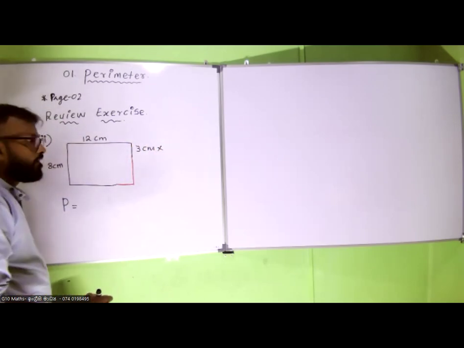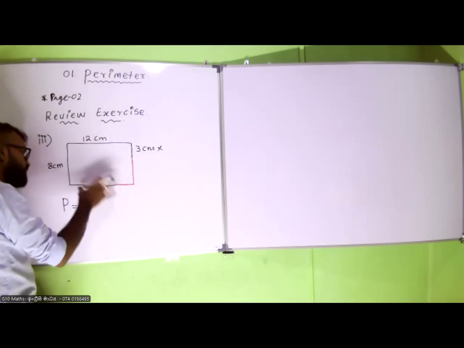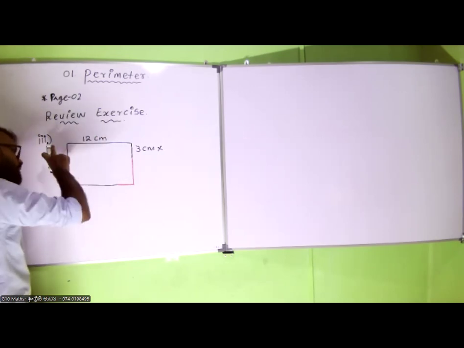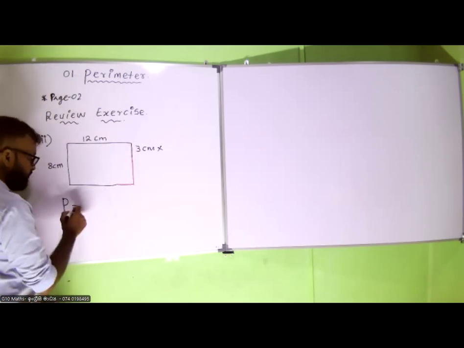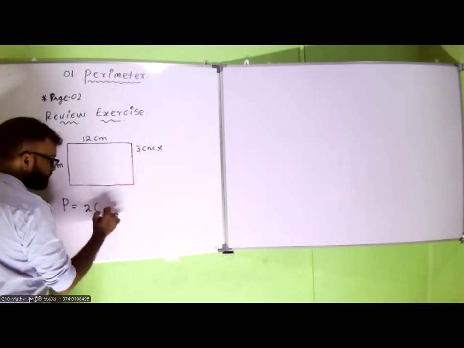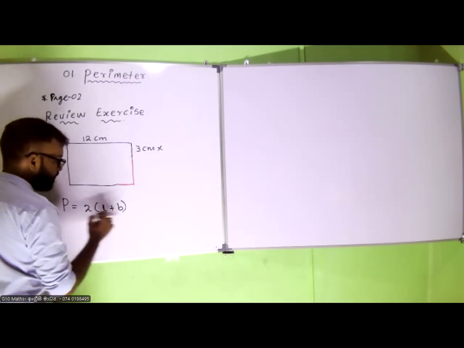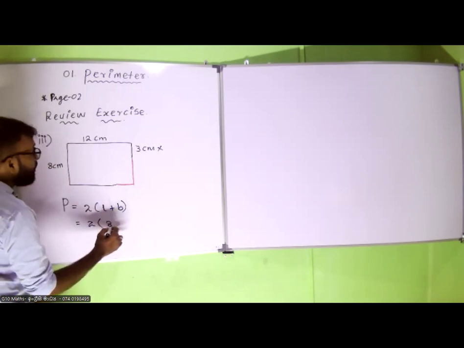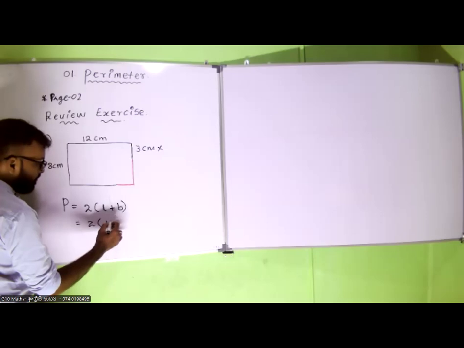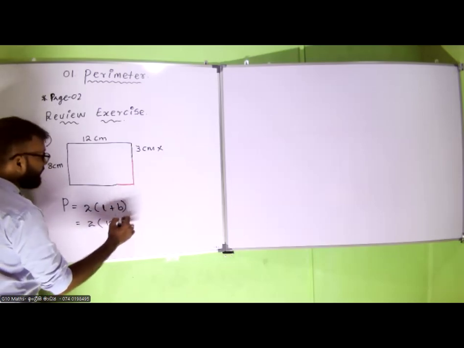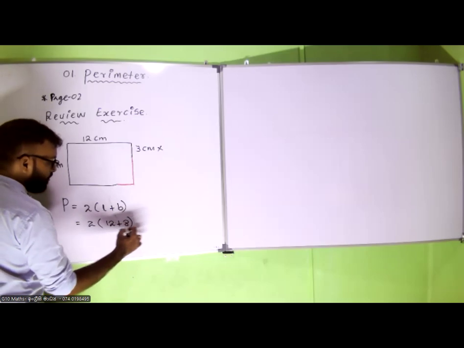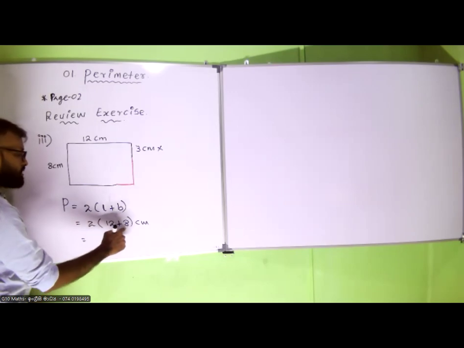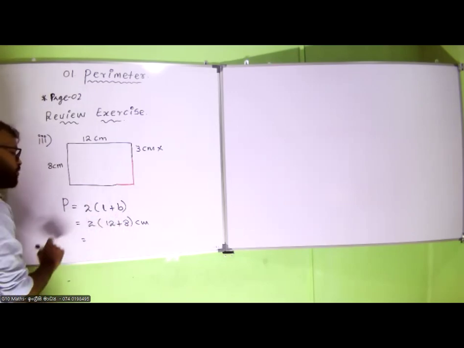What I have is 12 centimeter, 12 centimeter, 8 centimeter, 8 centimeter. So the perimeter is 2 times (L plus B). 2 times, length is 12, 12 plus 8. Both are in centimeters, so I will use centimeters at the end. 12 plus 8, 20. 20 times 2, 40.